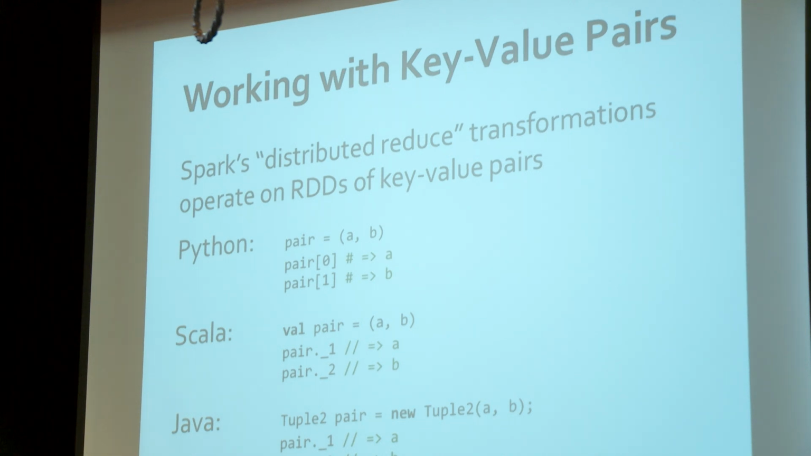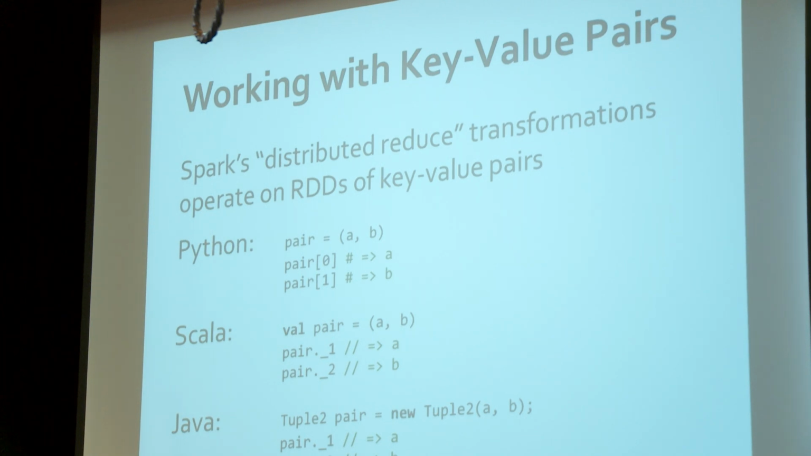With many data sets, once you work with each data item locally for a while, you want to regroup them again in some form. For example, group them by ID or sort them or something like that. And in Spark, you can do these kinds of transformations by creating key value pairs.